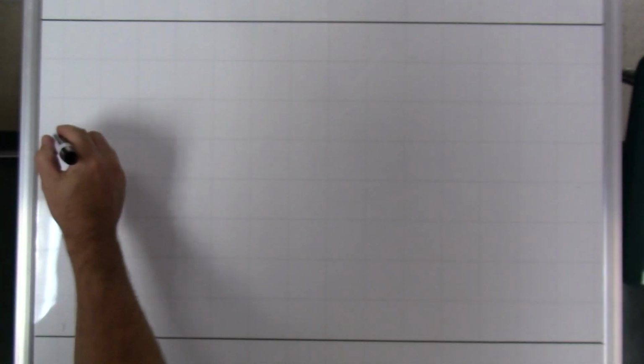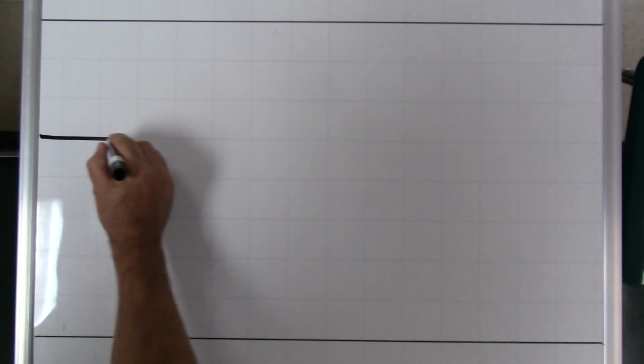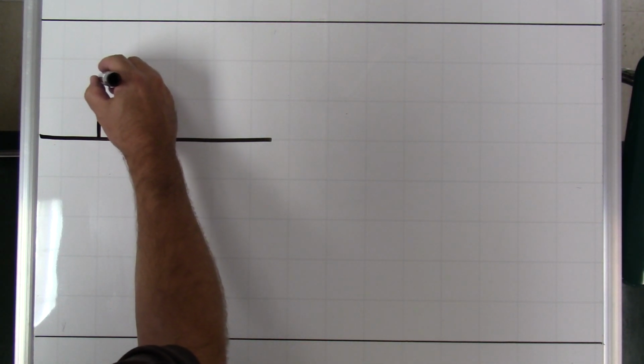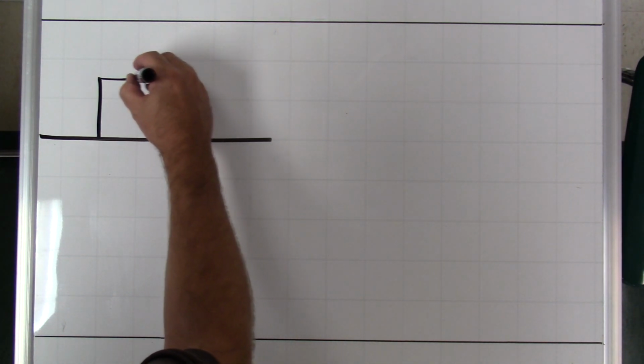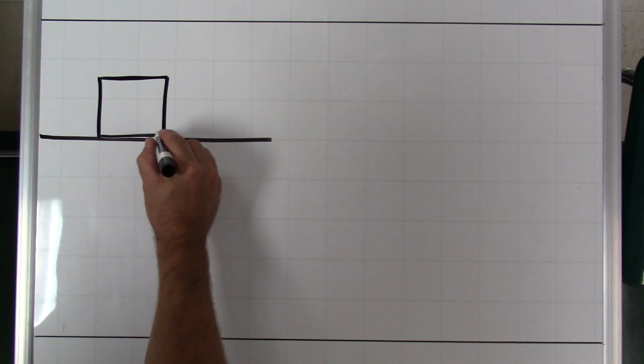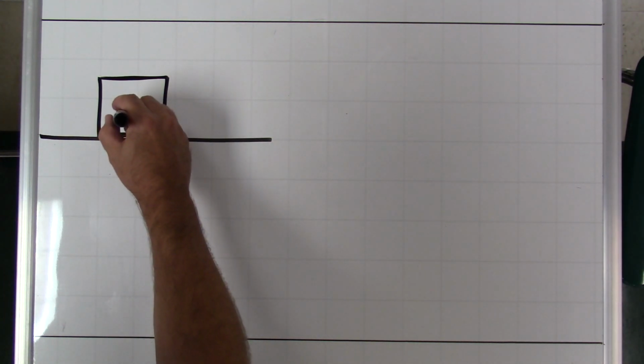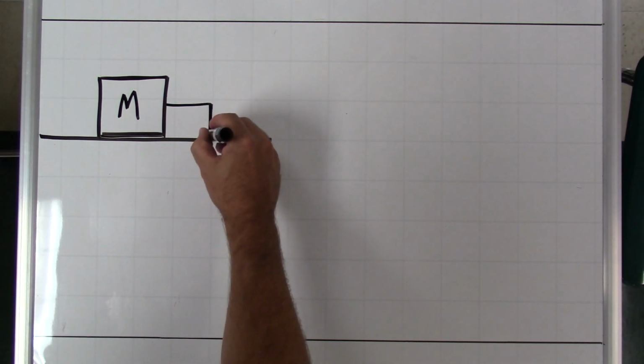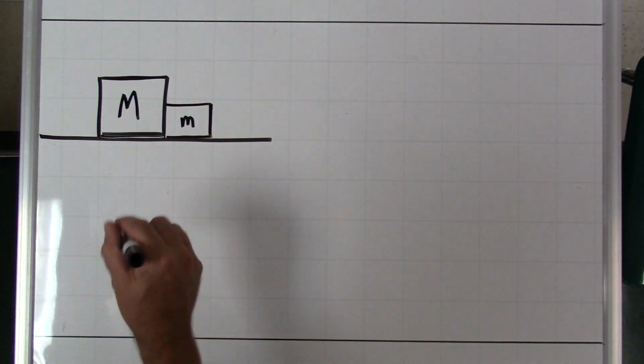Today we're going to do the two-block problem. The two-block problem, as you may have guessed, consists of two blocks being pushed by a horizontal force. We're going to put the two blocks on a frictionless surface. Oftentimes they have different masses. We're going to call this capital M for big mass, and we'll call this one little m for little mass.